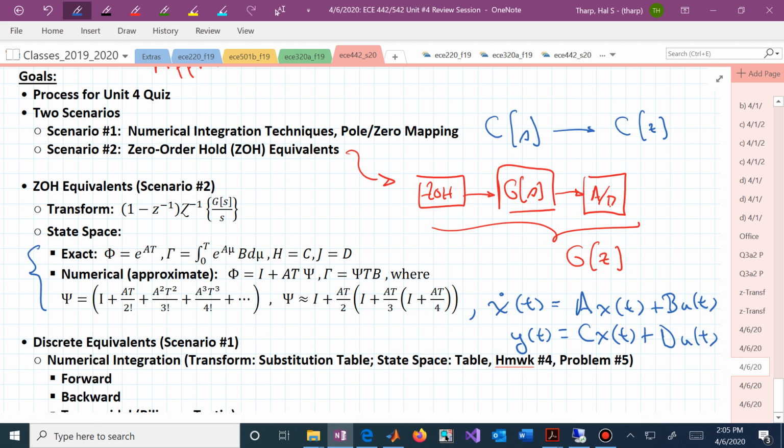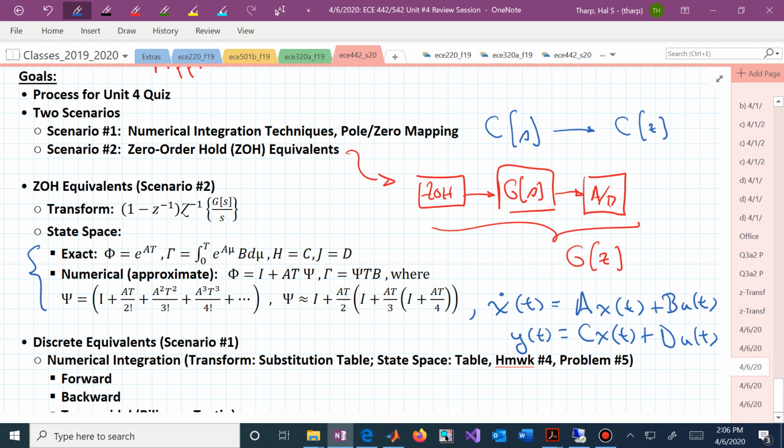One is exact, where the system matrix in discrete time is e to the AT. The input matrix is gamma, which is this integral of e to the A mu with the input matrix in the continuous time case B. The output matrix is the same in both the discrete and continuous representations, and the direct feed-through matrix is also the same. You could also numerically approximate phi. The exact is where you could even leave it as a function of the sample period capital T.